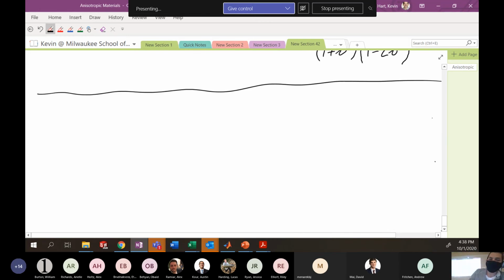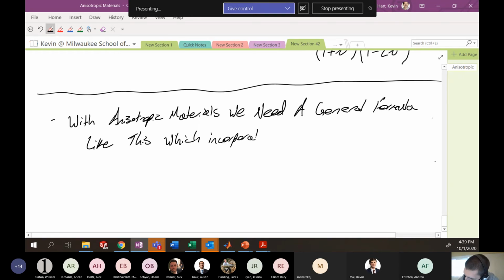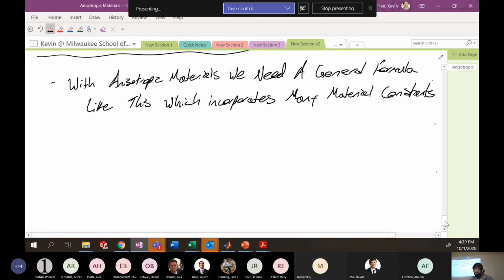So my point is that with anisotropic materials, we need a general formula like this, which incorporates many material constants. And to do this, the first thing we're going to do is introduce contracted notation.